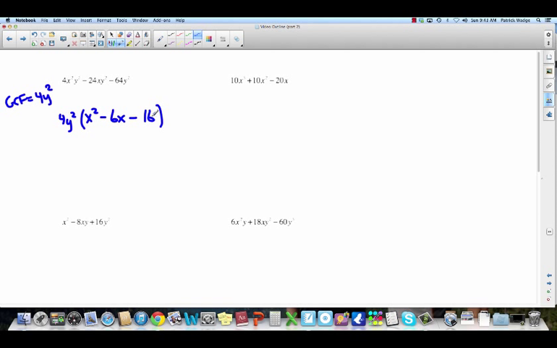Two numbers that multiply to 16 and subtract to 6. 16 has quite a few. 16 has 1 and 16, 2 and 8, 4 and 4. Is that it? Oh, I thought I had more than that. We're looking for two numbers that multiply to 16 and subtract to 6. Yeah, it's not the bottom one.